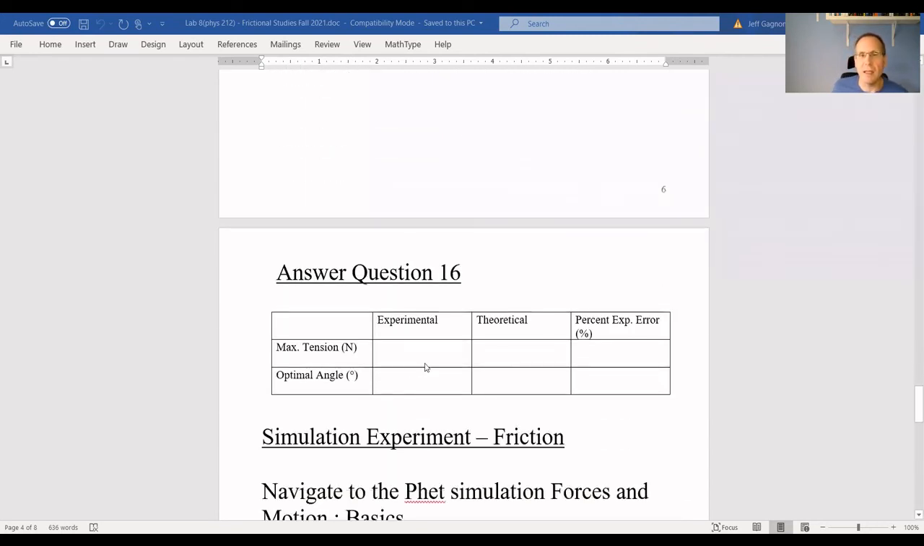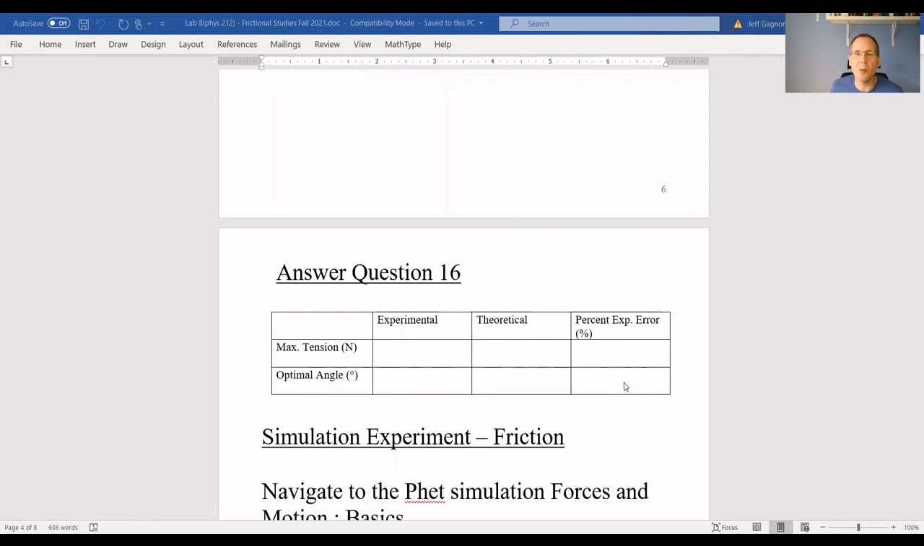Question 16 is basically to fill in this table. So you can put in those max tensions, experimental and theoretical, in the table, and same thing with optimal angle. And then I want you to compare them. So compare experimental versus theoretical by computing a percent experimental error. And the same thing for the optimal angle. Compare them by computing a percent experimental error.